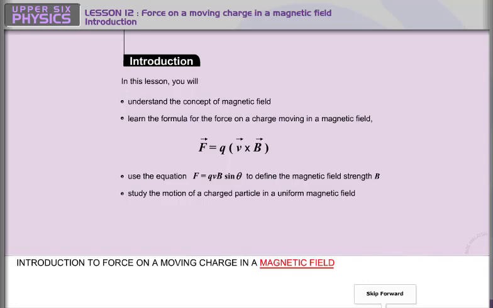In this lesson, you will understand the concept of magnetic field, learn the formula for the force on a charge moving in a magnetic field, vector F equals Q times vector V cross vector B. Use the equation F equals QVB sine theta to define the magnetic field strength B. Study the motion of a charged particle in a uniform magnetic field. Understand the principles of a mass spectrometer.